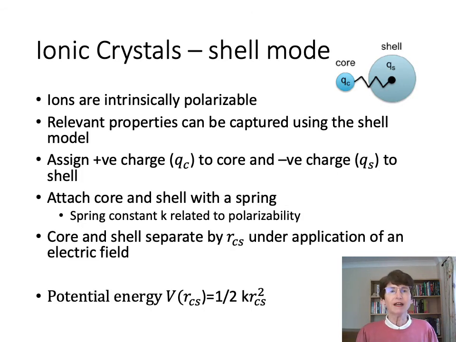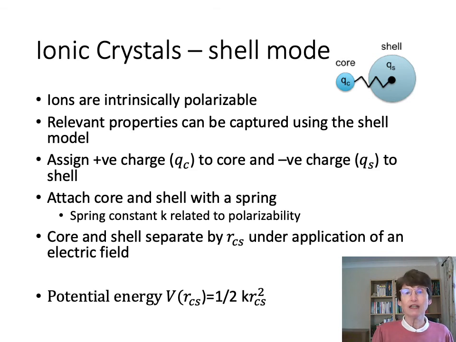So the ions in an ionic crystal are intrinsically polarizable. When you apply an electric field, the nucleus goes in one direction and the electron goes in the other direction, so you get a dipole moment induced. And this is actually important for some properties, particularly dynamic properties, such as phonons and diffusion. So the polarization plays a vital role in these properties, and if you want to model them, the polarization must be included in the model.